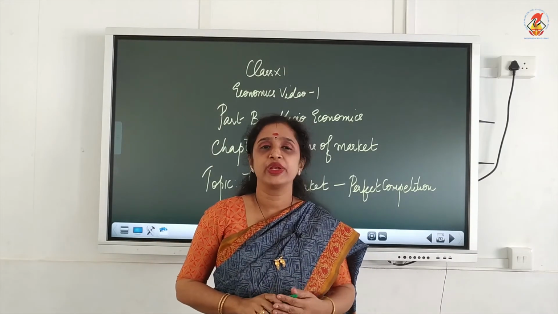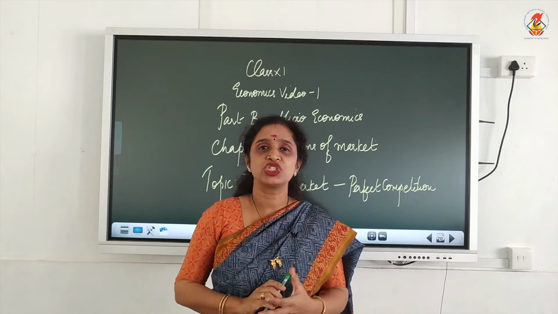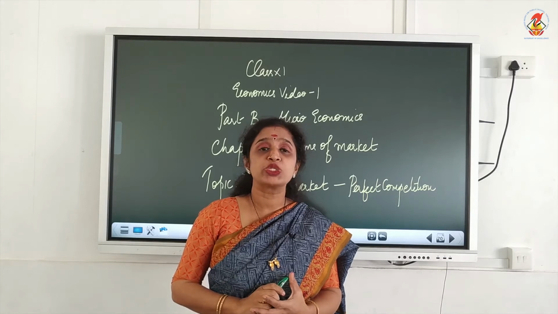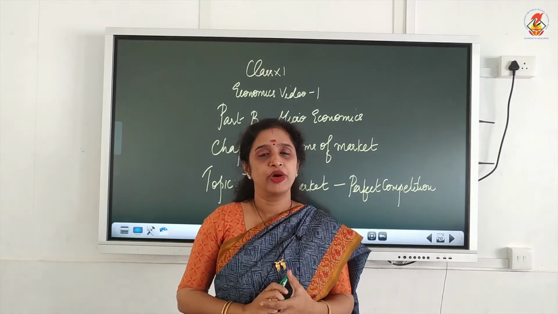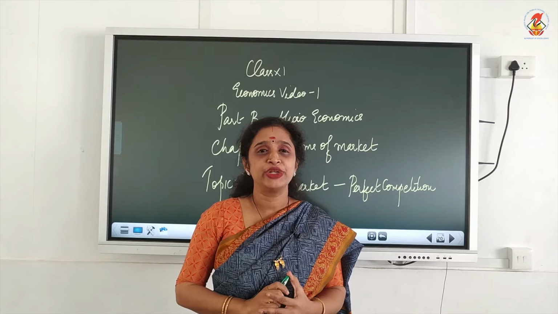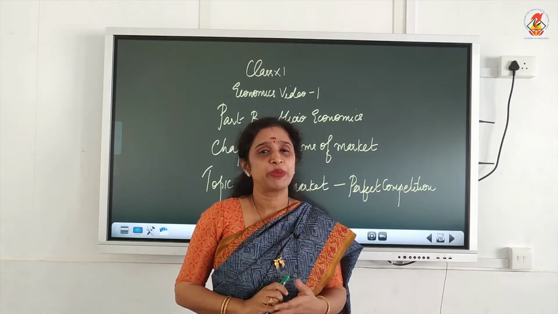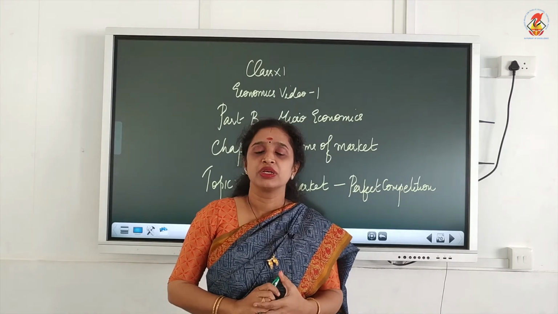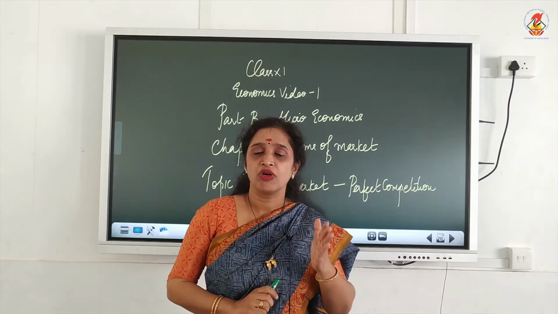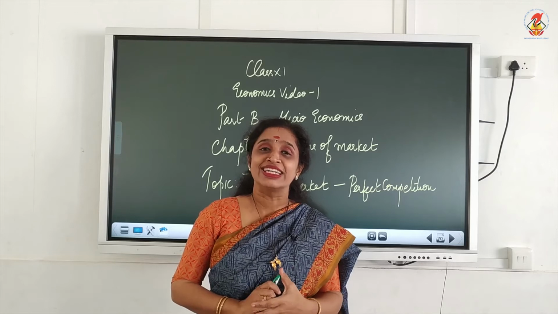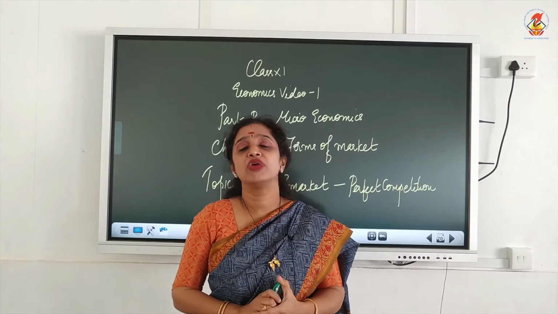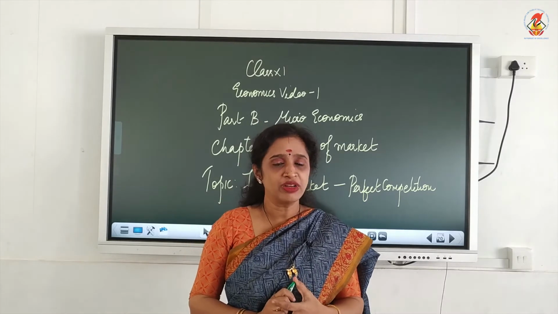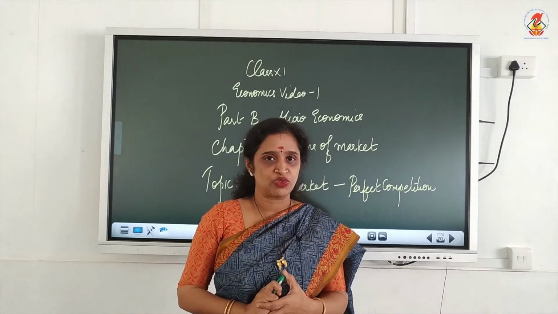Children, we are going to begin with a new chapter, the last chapter in microeconomics, chapter number 6, that is forms of market. Now, the chapter as a whole, we need to discuss the four forms of market actually, but in this year, almost 3 forms of market are deleted from your portion. You need to learn only the first form of market. So, forms of market we will be discussing in detail in this video.